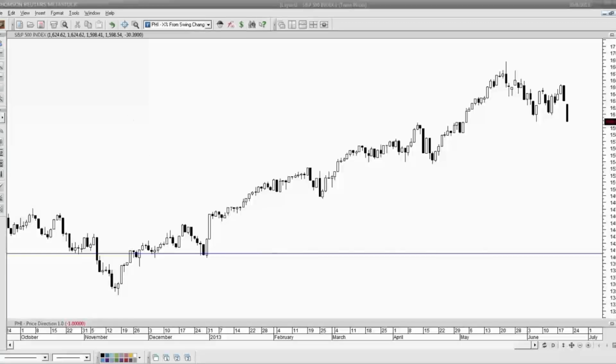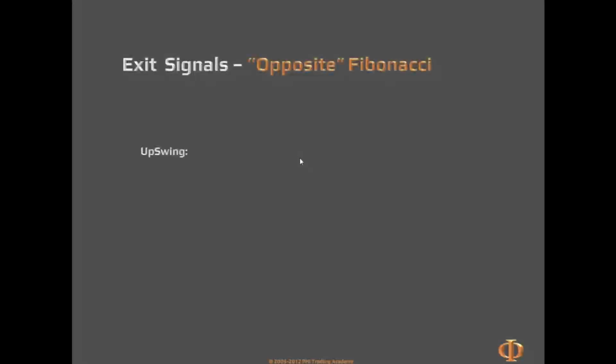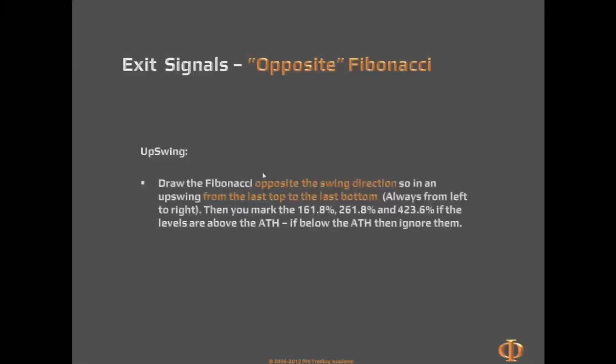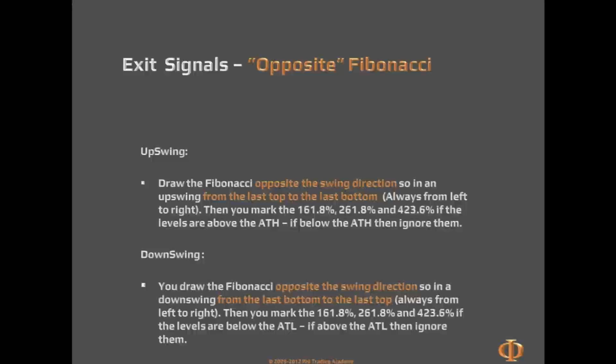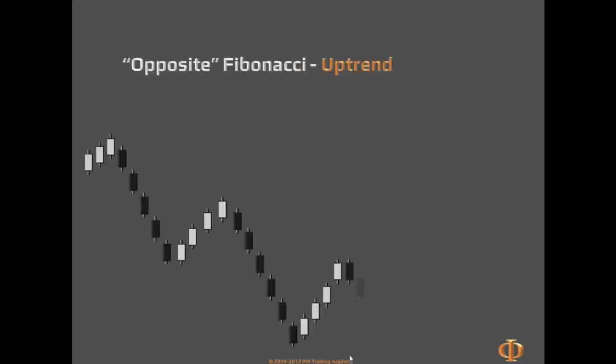So look at this. Now, let me show you how it's done. So the Fibonacci, when we have an upswing, we draw it always opposite to the swing direction. So in an upswing, we will put it from the last top to the last bottom. Now, in a downswing, you draw the Fibonacci from the last bottom to the last top. So look at this visually. The market is coming down, yes? So then it comes down here and then it starts going up.